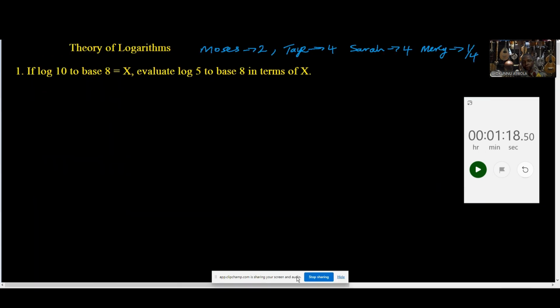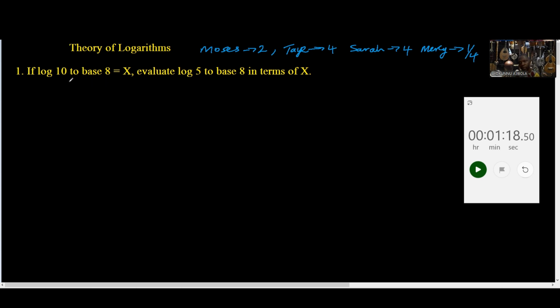This question, it says it's under theory of logarithms, which means we're going to be using one form of laws of logarithm or the other. But we might use it in this first one, we might not use it. Let's see how it goes. These are your answers. Moses said 2, and he later said 1 over 4. Maybe that's an error, but let's keep it as 2. Taye said 4, Sarah said 4, and Mercy said 1 over 4.